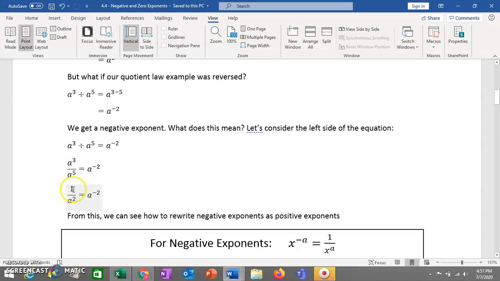And so what you end up with is all of your a's on the top are gone, so you're just left with 1. Because you can think of, if you have 3 a's on there, that's 1 times a times a times a. So everything's canceled except the 1. And the thing on the bottom, you've canceled 3 a's, so we have a squared. So 1 over a squared equals a to the negative 2.